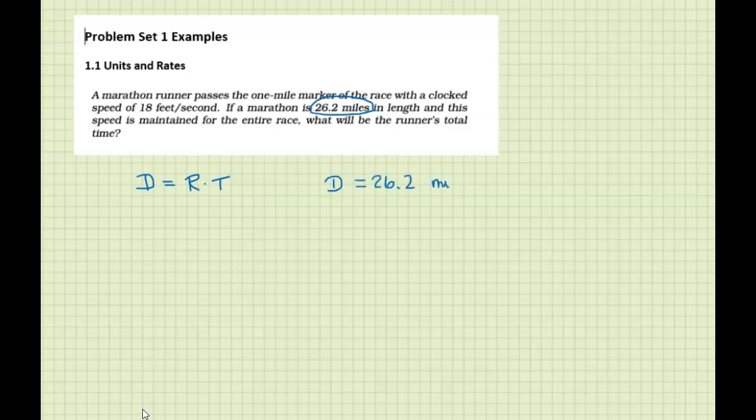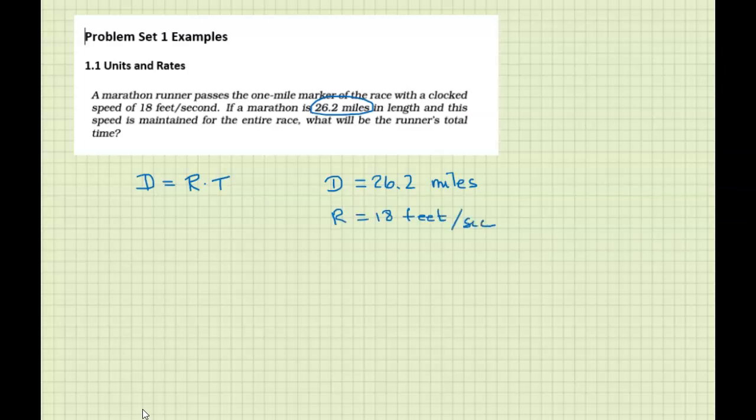26.2 miles. All right. And again, very important that you write the units. This is probably where most people get stuck, or make this mistake, is not having the same units on your quantities when you plug them into the formula. All right, so the speed or the rate here is 18 feet per second.